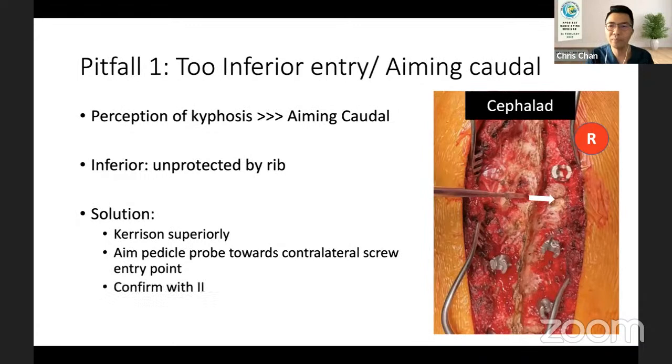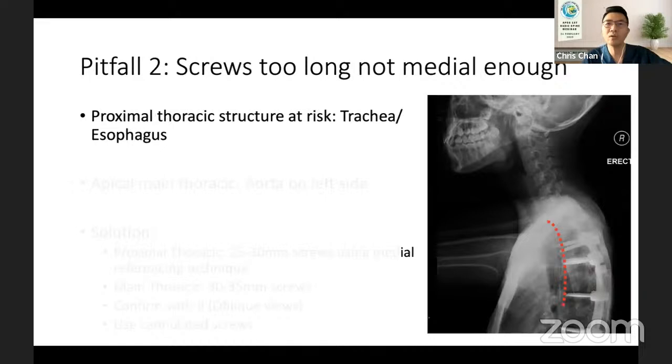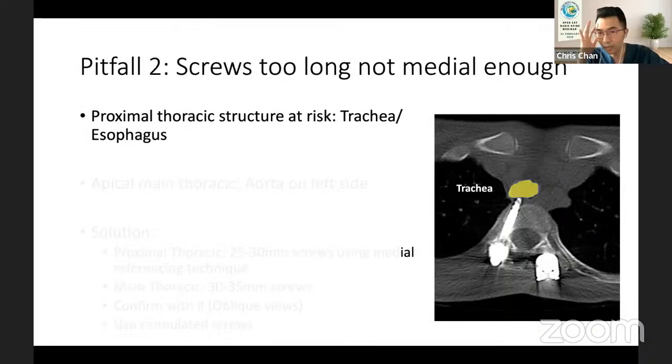Pitfall number two is when the screws are too long and not medial enough. So the structures at risk at the proximal thoracic level are the trachea and esophagus. If on the lateral view we can see that the screw is beyond the anterior border of the vertebra, there's a very high chance that the screw is impinging on the vital structures. And in this CT scan, you can see how this appears.